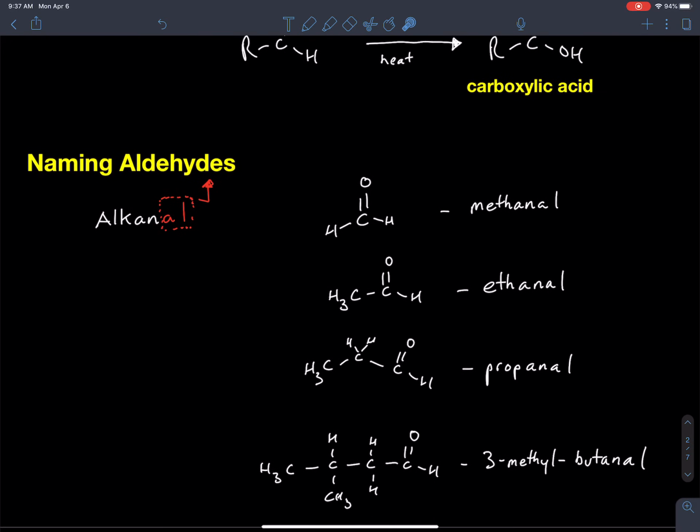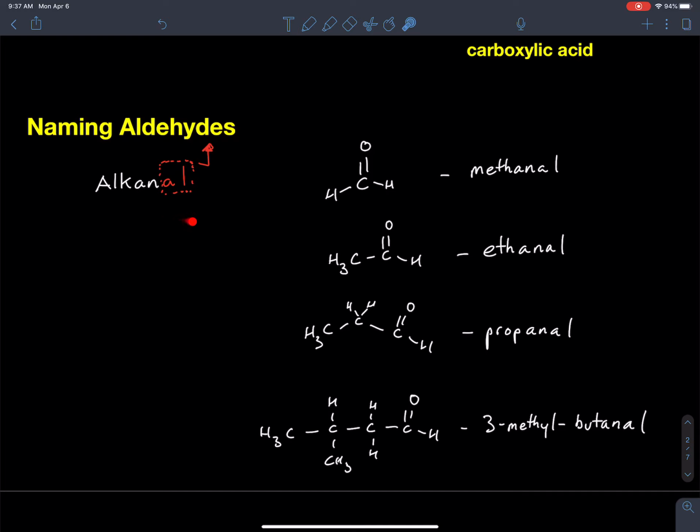Okay, how do we name the aldehydes? Well, the general structure for naming an aldehyde is alkane, the parent carbon chain, alkan-al. The -al means that there's an aldehyde functionality in there.